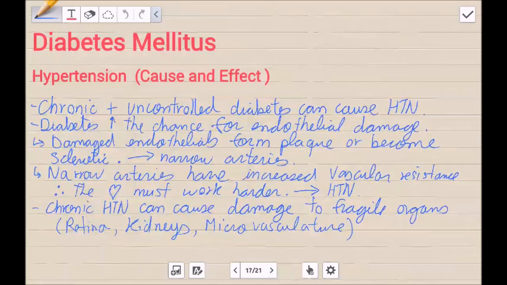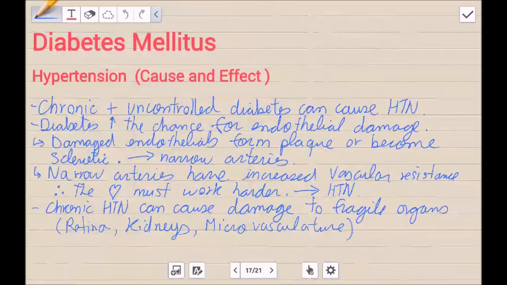Next is the hypertension associated with diabetes. So hypertension is chronic and uncontrolled high blood pressure, and diabetes can be a cause of it. Diabetes causes an increased risk for endothelial damage, so the inside of your arteries can be damaged.